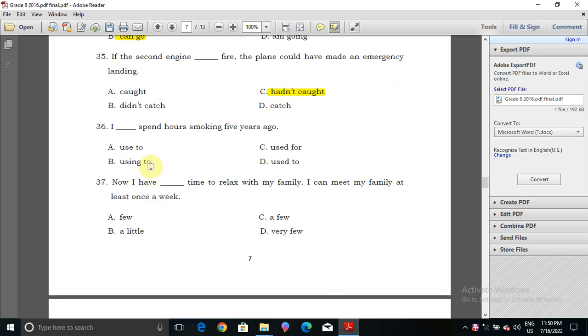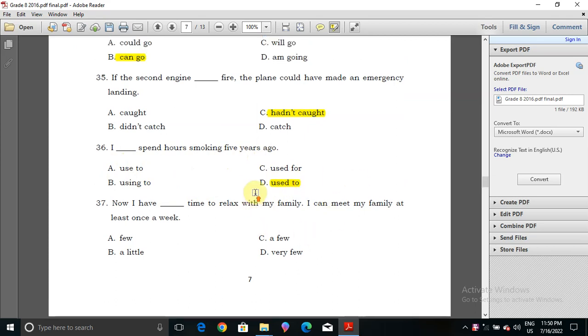Now question number 36: I dash spend hours smoking 5 years ago. Now he's saying something that was happening in the past, but now he stopped it. So that means I used to spend hours smoking 5 years ago. So that means choice D is the correct answer for question number 36.